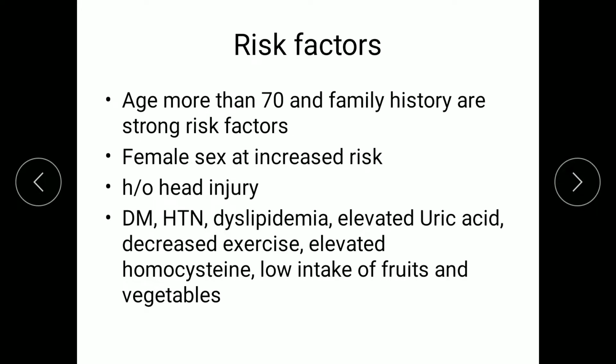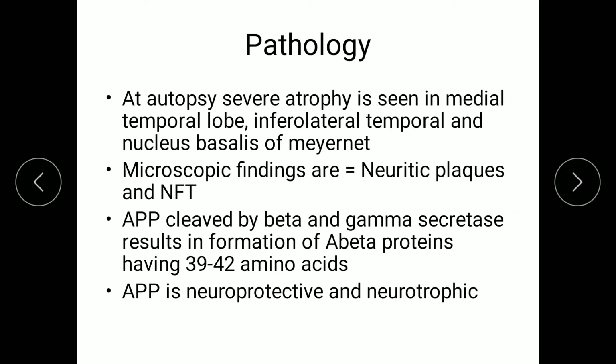Risk factors. Age is the most common risk factor. In patients more than 70 years, 70% can develop Alzheimer's disease, and family history is one of the strong risk factors. Apart from this, female sex, history of head injury, diabetes, hypertension, dyslipidemia, elevated uric acid, decreased exercise, elevated homocysteine and decreased intake of fruits and vegetables also are considered as risk factors for development of Alzheimer's disease. Pathology. Atrophy is seen in the medial temporal lobe, inferolateral temporal lobe, and nucleus basalis of Meynert.